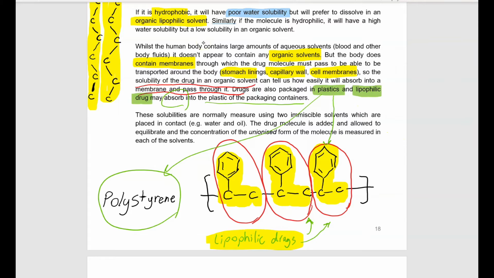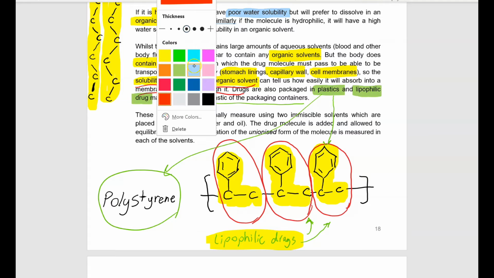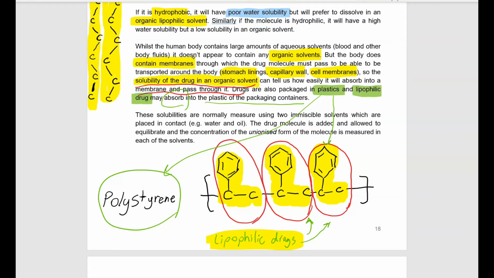If your drug can dissolve into your organic solvent more than dissolving into the water, it is telling us that it also can be dissolved in the cell membrane. And as I explained, the molecules of the membrane are similar, so if the drug's molecules are similar to our membrane, they can be dissolved into each other. So this drug can pass through the membrane.